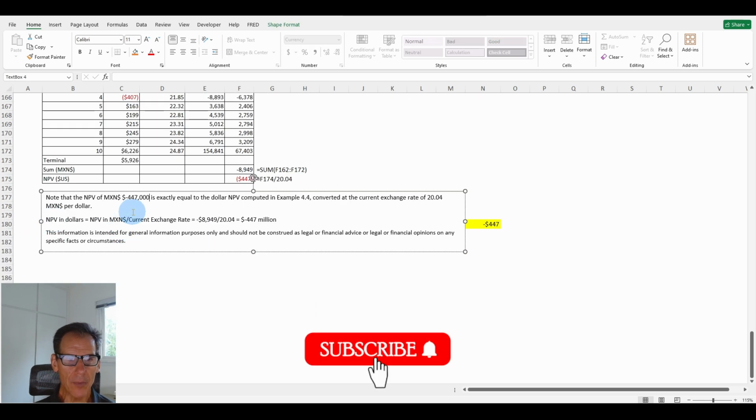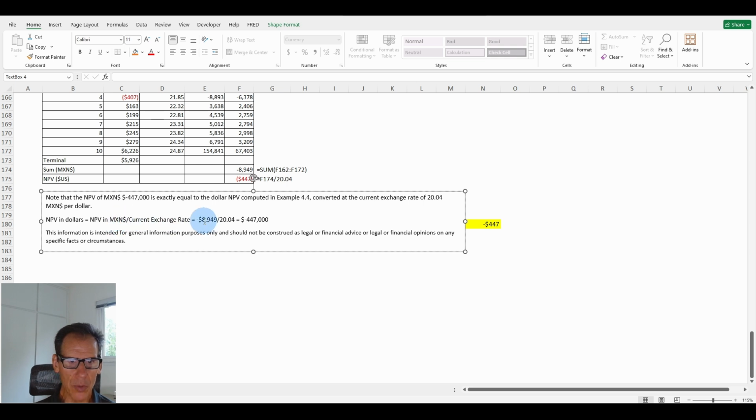Note that the net present value in Mexican pesos is negative 447,000, exactly equal to the dollar net present value computed in 4.4, converted at the current exchange rate of 20.04 Mexican pesos. Net present value in dollars equals net present value in Mexican pesos divided by current exchange rate, equals negative 8,949 right here divided by 20.04, equals negative $447,000.